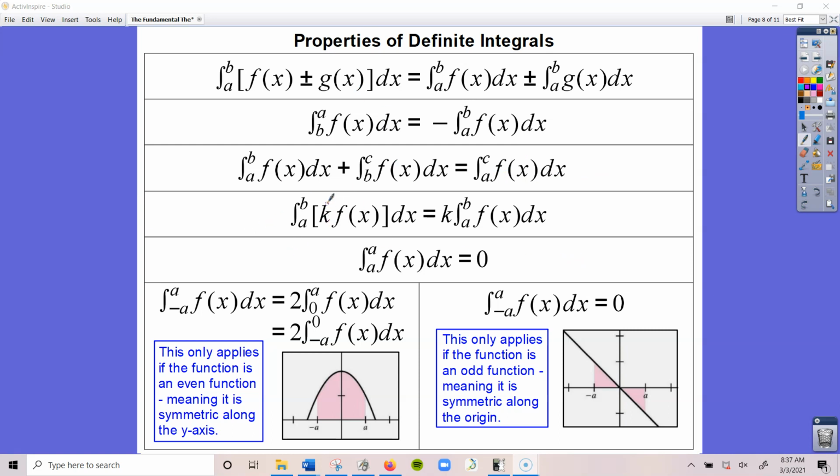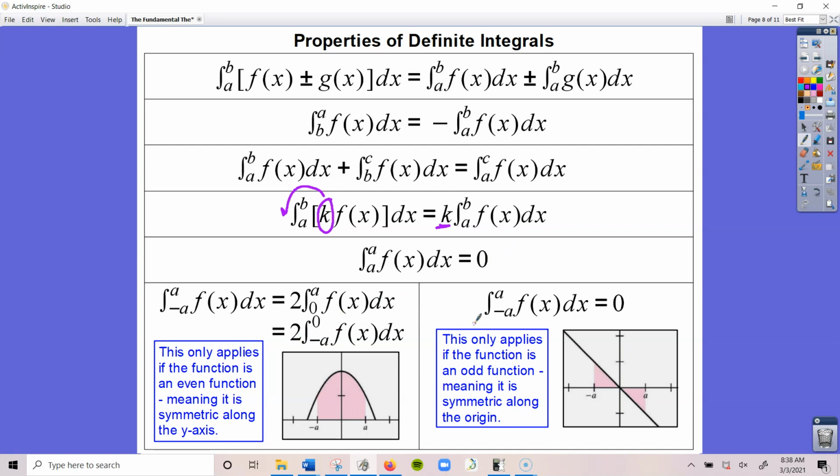If you have a coefficient here, like k, then what we can do is move the k to the outside, like here, and that would be your integral. And then finally, if you have an integral from a to a, meaning the upper limit and the lower limit are the same number, then that's just going to equal 0 because it would not consist of any area, but instead just be a point.